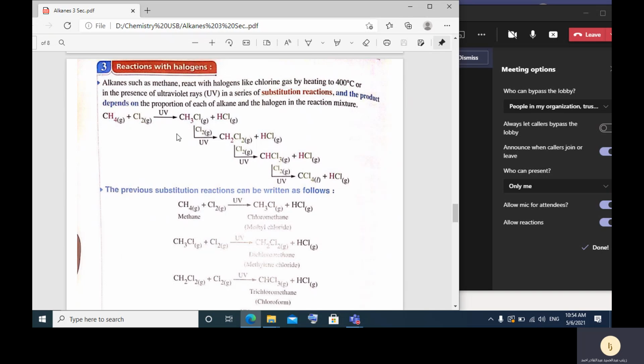And again, reaction with halogens. It is called halogenation. Halogenation means what? The reaction with halogens like chlorine, fluorine, bromine, and iodine.